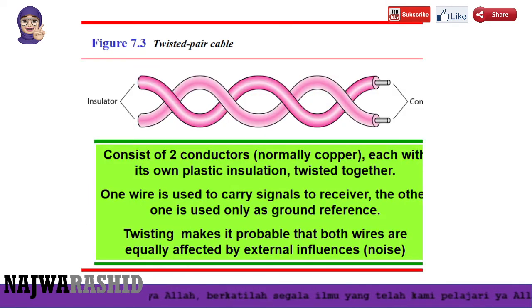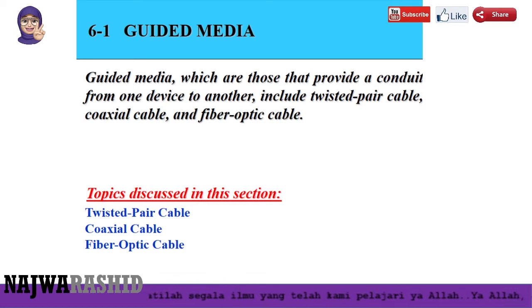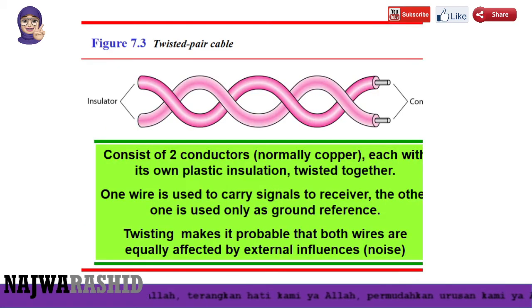So under transmission medium, we have three types that we will discuss: twisted pair cable, coaxial cable, and fiber optic cable. So these are the three types of cable that we will look at. Okay, for the first part, we'll go for the twisted pair cable. This is why we call it a twisted pair cable, because we twist the cable.